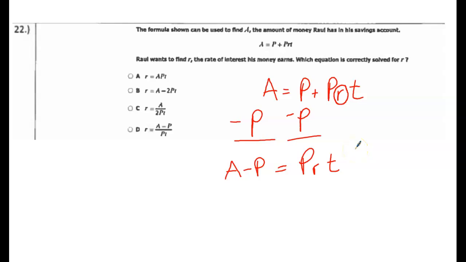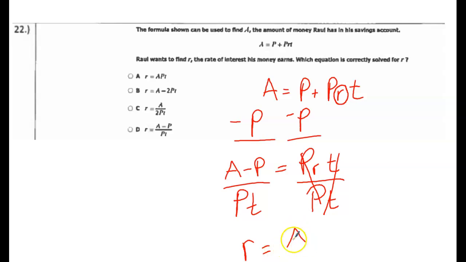Now in order to get lowercase r by itself, I'm going to divide the right side by PT, and I'm going to do the same thing to the left side. So P divided by P is 1, and T divided by T is 1. So we're left with A minus P divided by PT, which is what r is equal to. So r is equal to A minus P divided by PT. So that would be D. All right, we got that. We solved that for lowercase r.